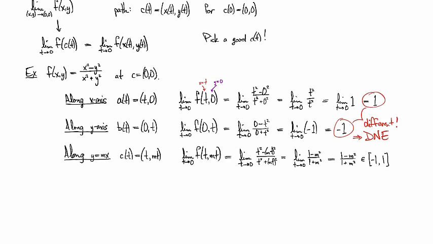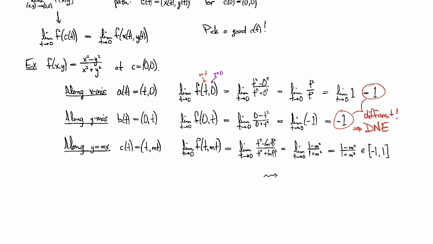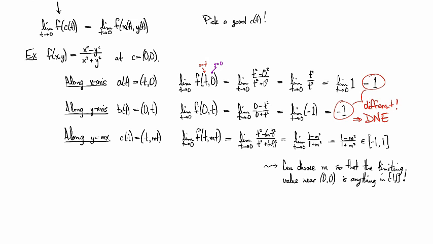So the upshot of this is that we can choose our slope m so that the limiting value as we come in is anything in this interval. Which is crazy, right? That's absolutely crazy. How can this be possible? Well, let's take a look at the graph of this function to find out.